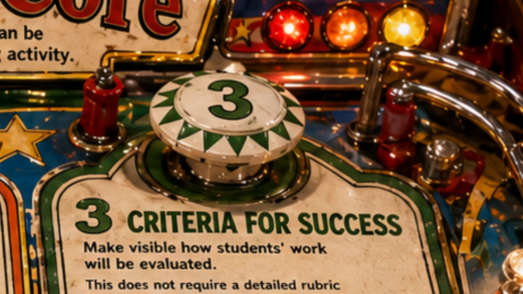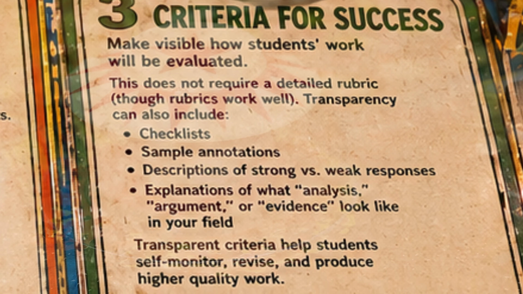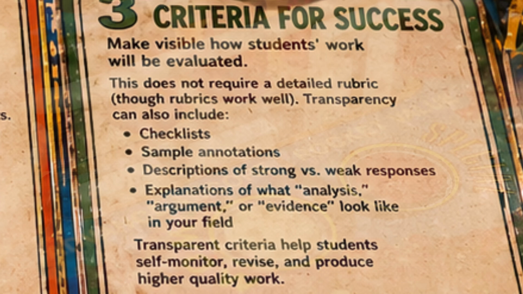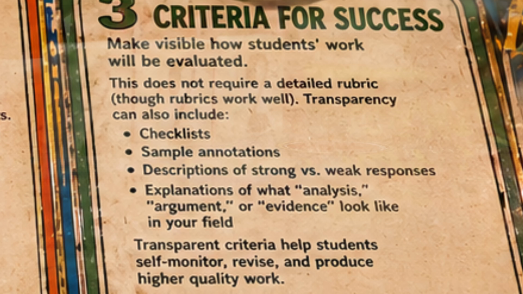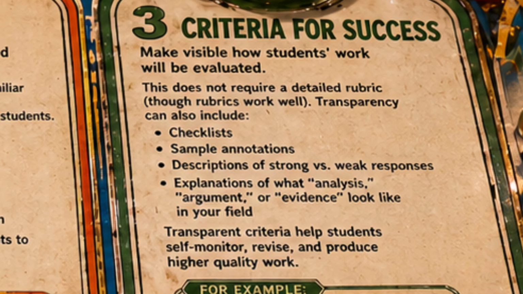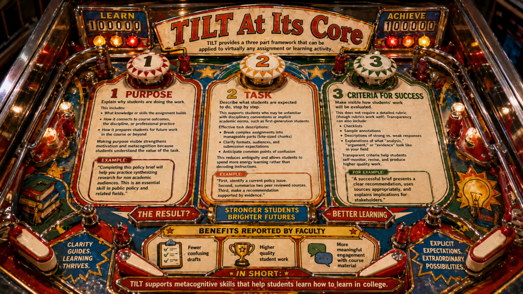3. Criteria for success. Make visible how students' work will be evaluated. This does not require a detailed rubric, although rubrics work well. Transparency can also include checklists, sample annotations, descriptions of strong versus weak responses, and expectations of what analysis, argument, or evidence look like in your field. Transparent criteria help students monitor, revise, and produce higher quality work. For example, a successful brief presents a clear recommendation, uses sources appropriately, and explains implications for stakeholders.